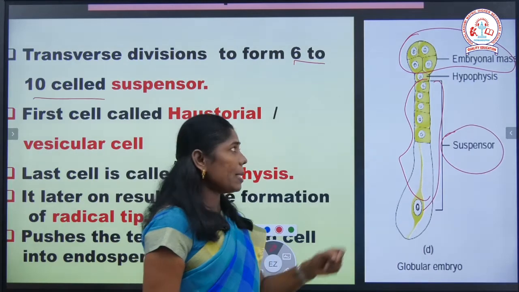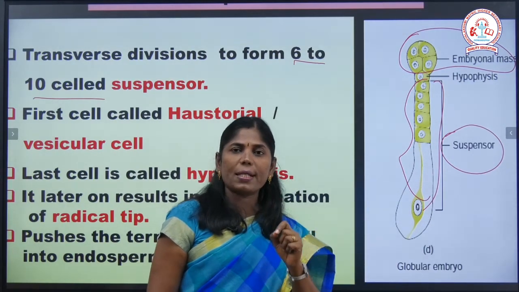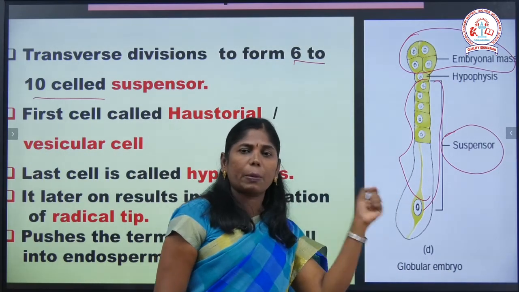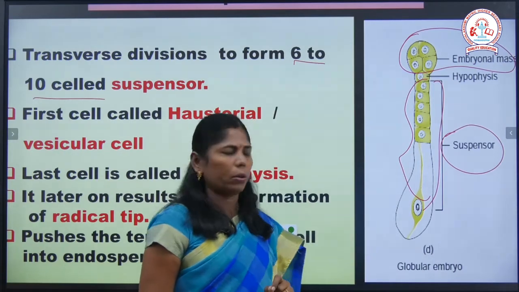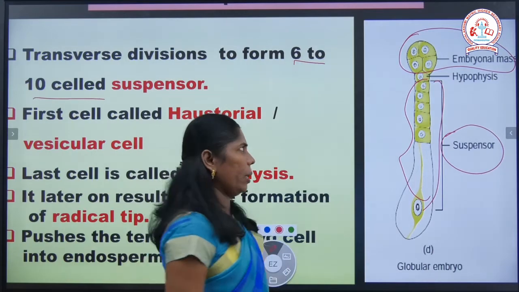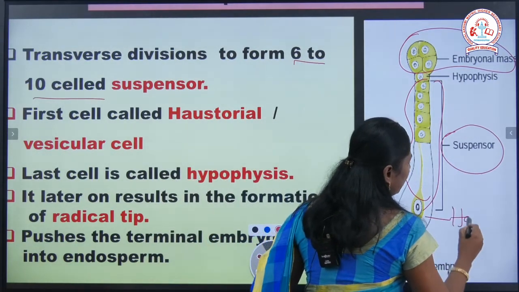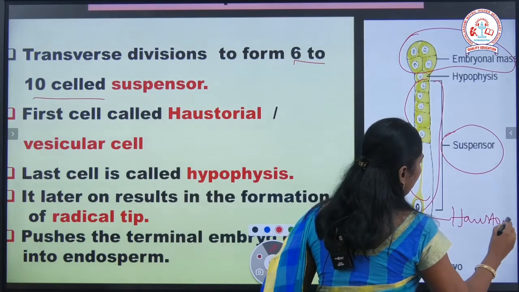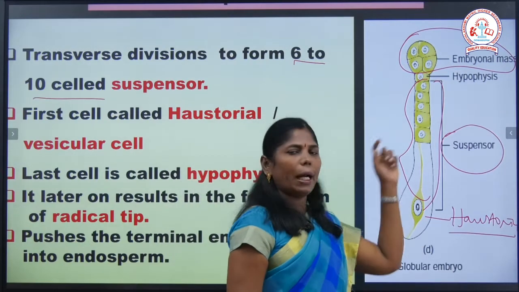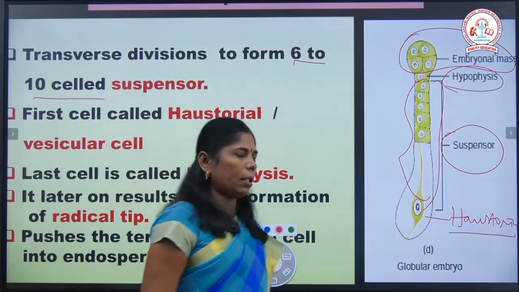That is in the dicot, but in the monocot we see a single cell. That difference is very important. Here many cells are formed, 4 to 10 cells, but there only one cell is formed. In the suspensor, the first cell we consider is the haustoria, and the last cell we consider is the hypophysis.